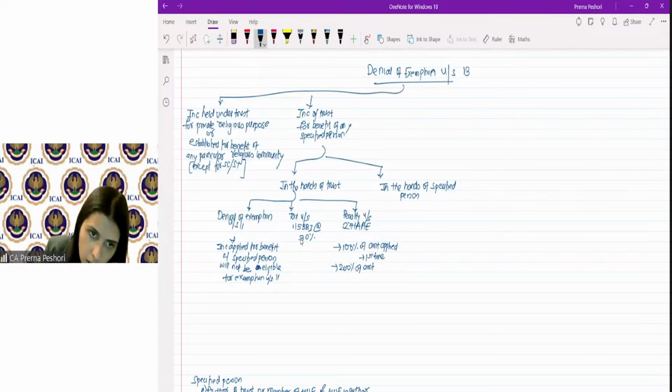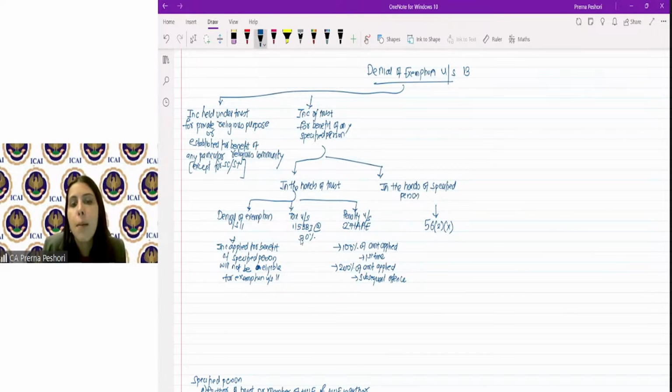of the amount applied for subsequent offense. And in the case of a specified person, 56(2)(x) is applicable. In the case of the specified person, 56(2)(x) will become applicable. Are we getting this particular point?